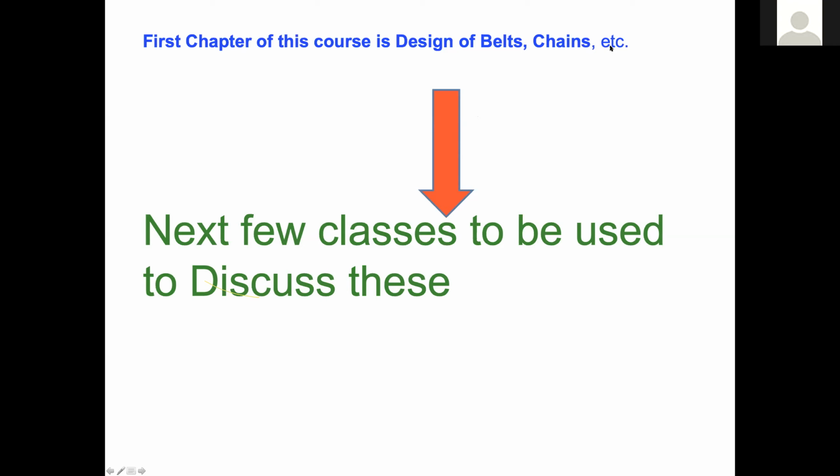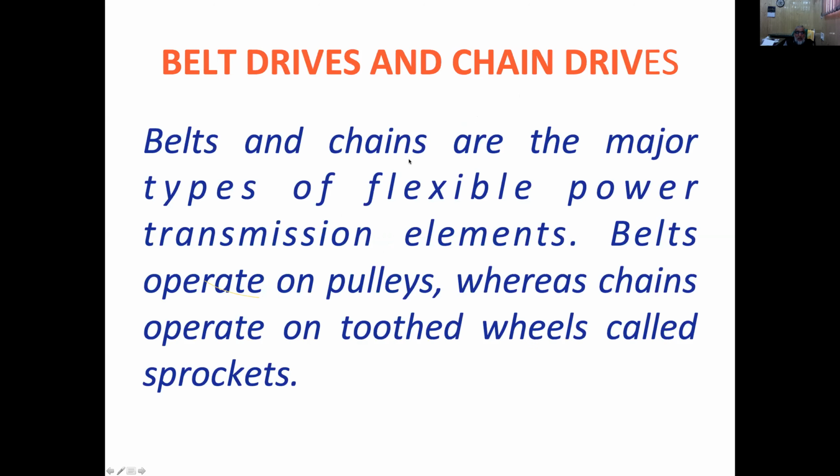Yes. Now this is the first slide, design of belt chains, etc. The next few classes will be used to discuss these. As I have given you the slides already, now I am giving the brief of the idea given in the slide. So belts and chains are the major types of flexible power transmission elements. Belts operate on pulleys, whereas the chains operate on sprockets.